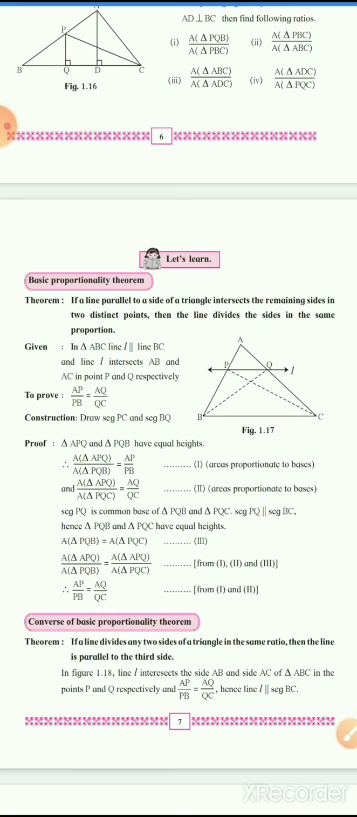So now we can see number 1, 2 and 3. Number 1 is area of triangle APQ upon area of triangle PQB is equal to AP upon PB. Then number 2 is area of triangle APQ upon area of triangle PQC is equal to AQ upon QC. And number 3, area of triangle PQB is equal to area of triangle PQC.